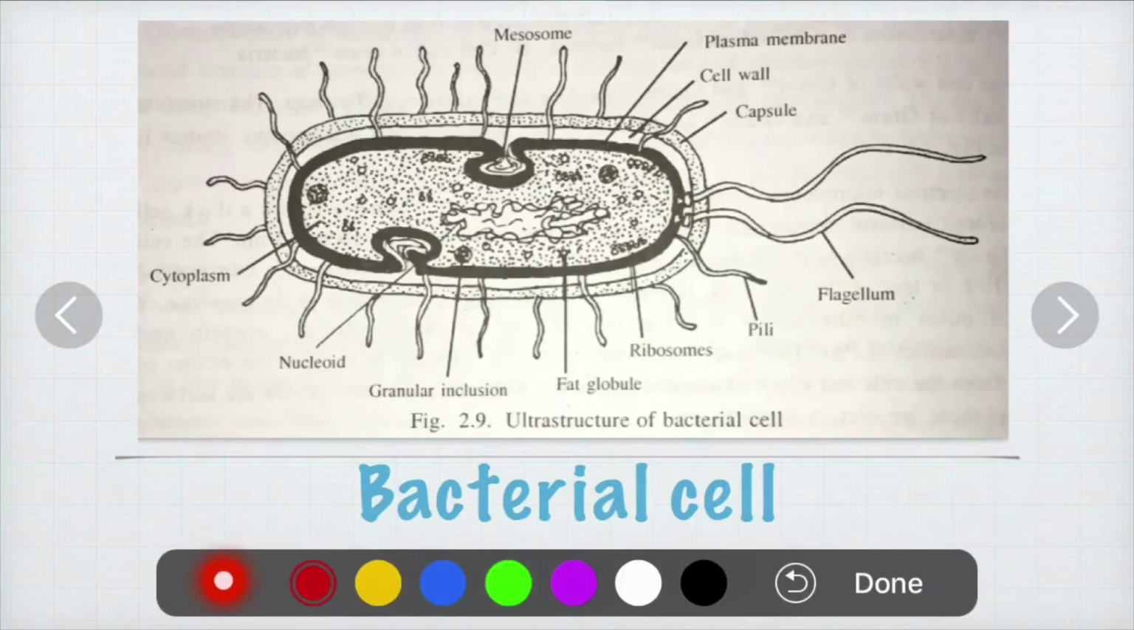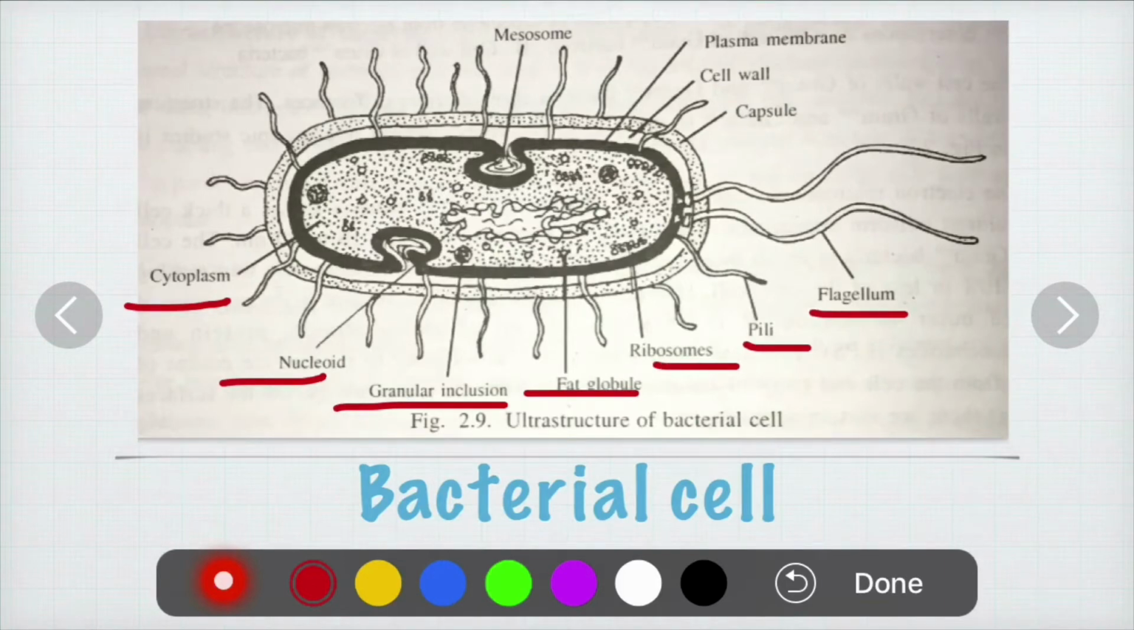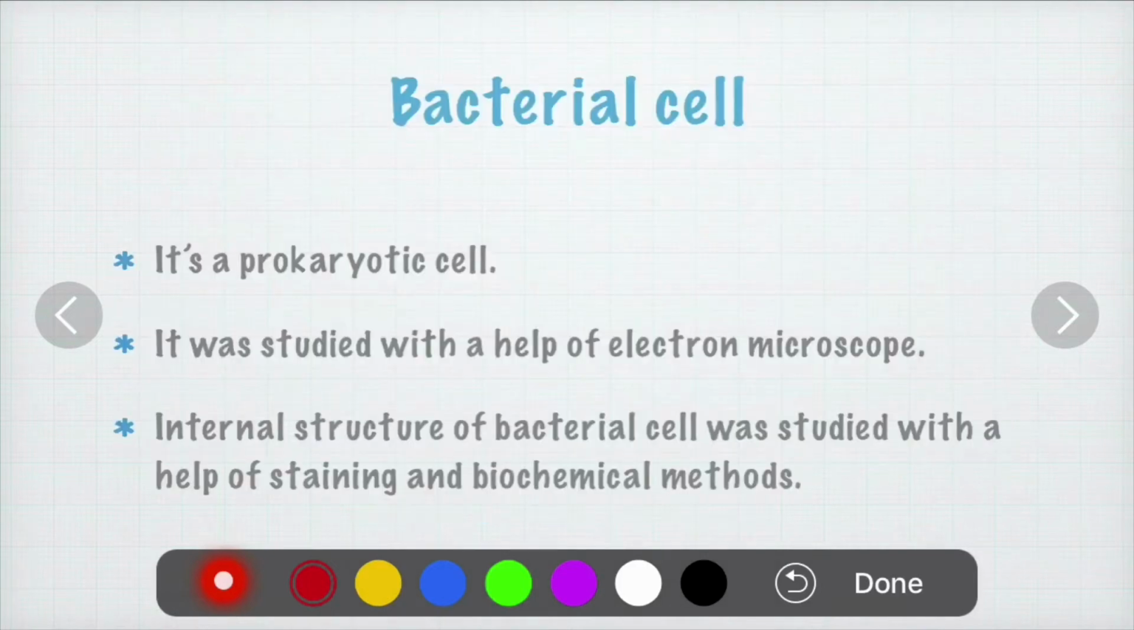This is the ultrastructure of the bacterial cell, which consists of a cytoplasm, nucleoid, granular inclusion, fat globule, ribosomes, pili, flagellum, capsule, cell wall, plasma membrane, and mesosomes. In this video, we are going to study each part of the bacterial cell. First, we will see the characteristic features of the bacterial cell.